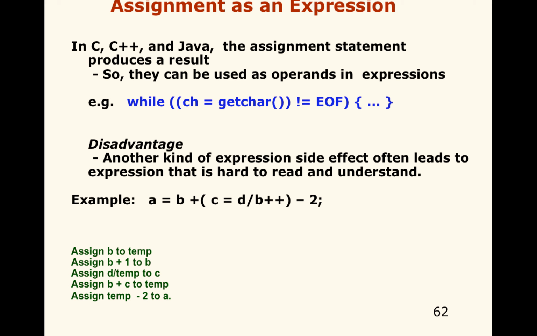The disadvantage to this is that another kind of expression side effect often leads to expressions that are hard to read and understand. Like this one down here, we're going to put it all together. We're going to do a C is equal to D, and, well, let's see, I'm not going to read the whole thing, but we have it all compounded together here. Well, that's pretty hard to read. We have a little explanation down here about how to read this thing, but the more you stick all together in one line, the harder it is to actually write it.